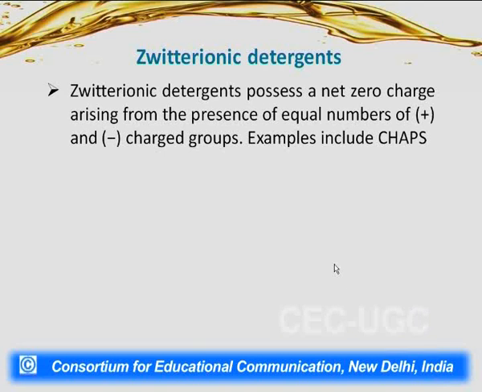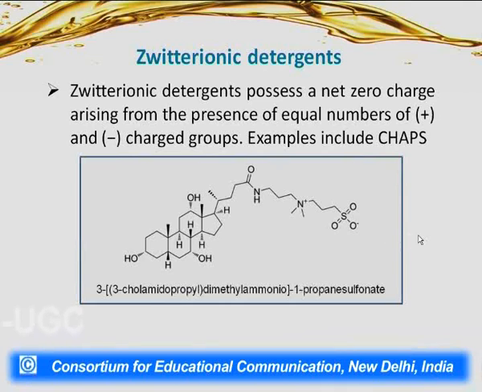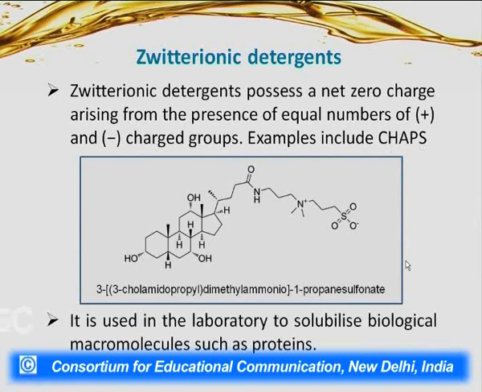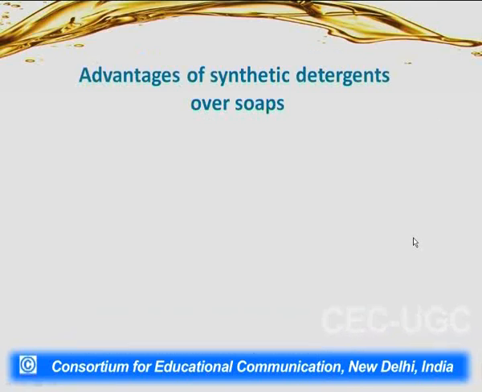And then last we have zwitterionic detergents. Zwitterions are those which have both the charges in them, positive as well as negative. These are very complex types of structures. They are not commonly used. They are also very costly. This is one example called CHAPS, and these are used in the laboratory to solubilize biological macromolecules such as proteins, etc.